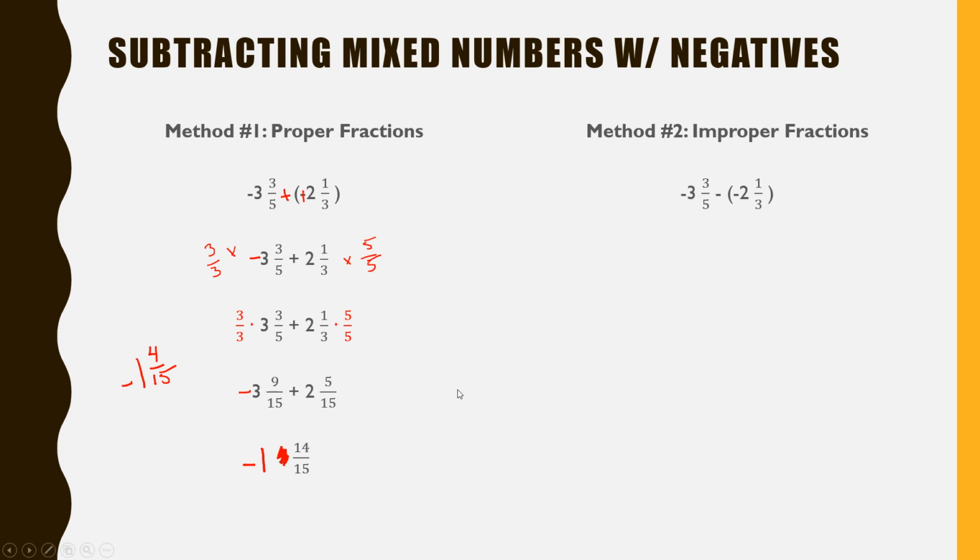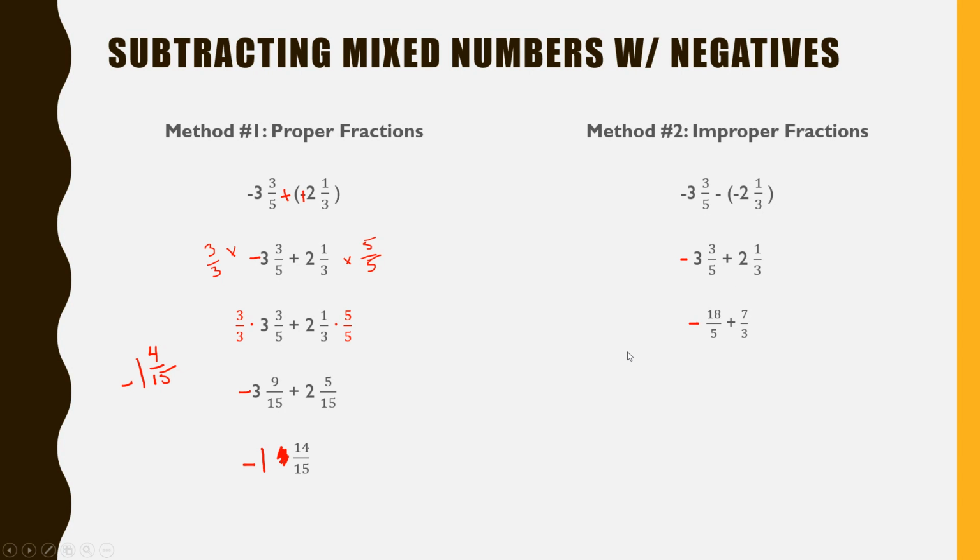All right, so same thing as before. We need to first change it into where we add the opposite. And I'm going to have to fix this as we go along. Okay, so then we need to change to improper. 3 times 5 is 15, plus 3 is 18. So I get negative 18 over 5 plus 7 over 3.